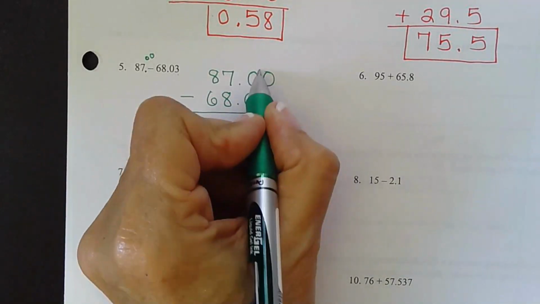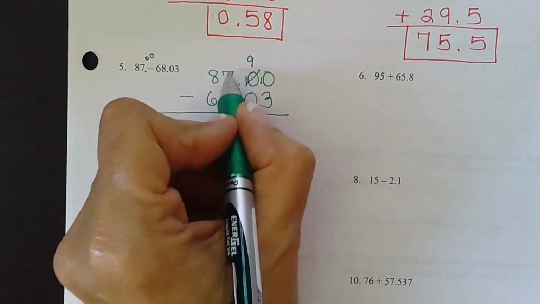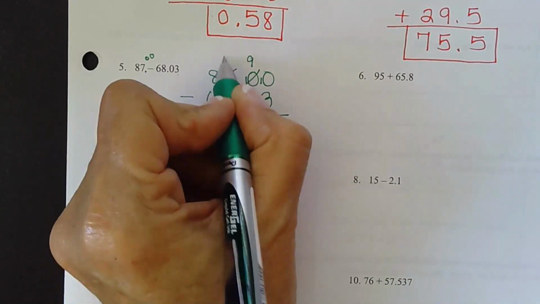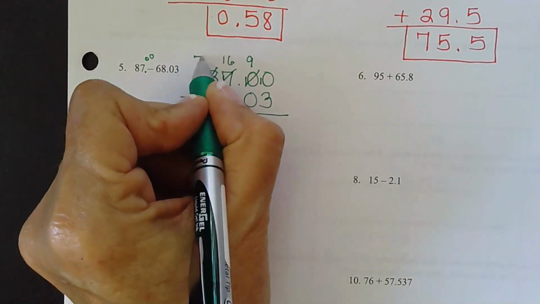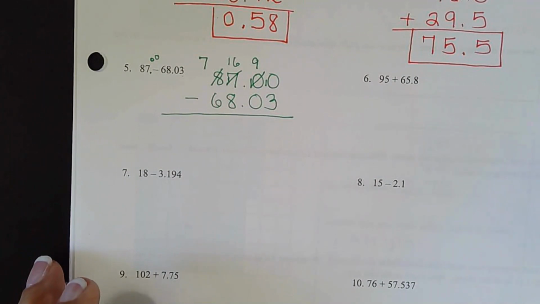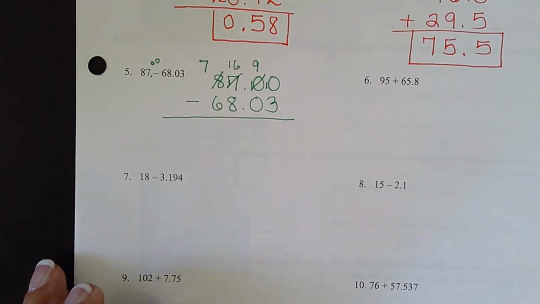So 10, make it a 9, so we have to borrow 1. 17, make it a 16. 8, make it a 7. So we had to go all the way down the line before we could finally borrow 1.